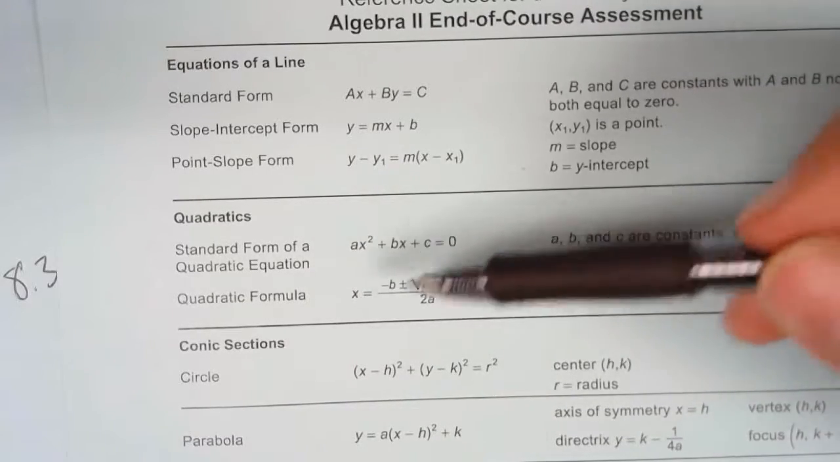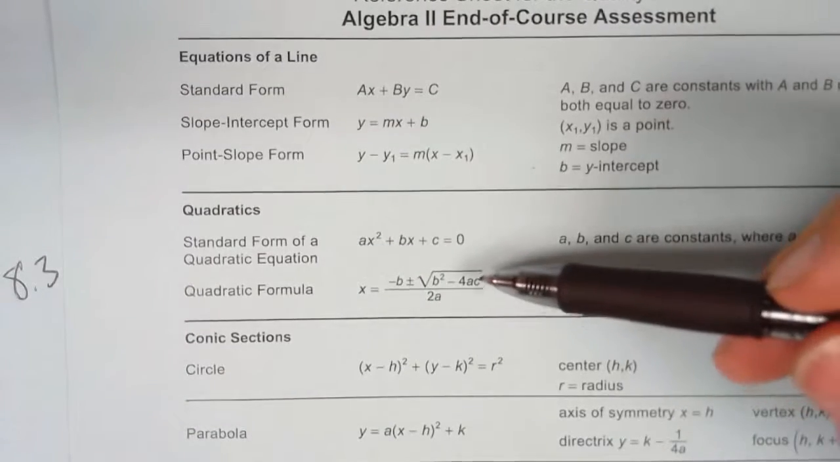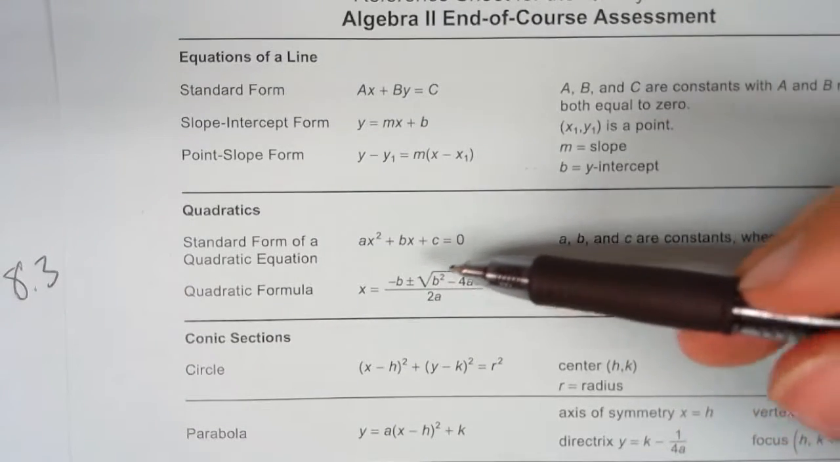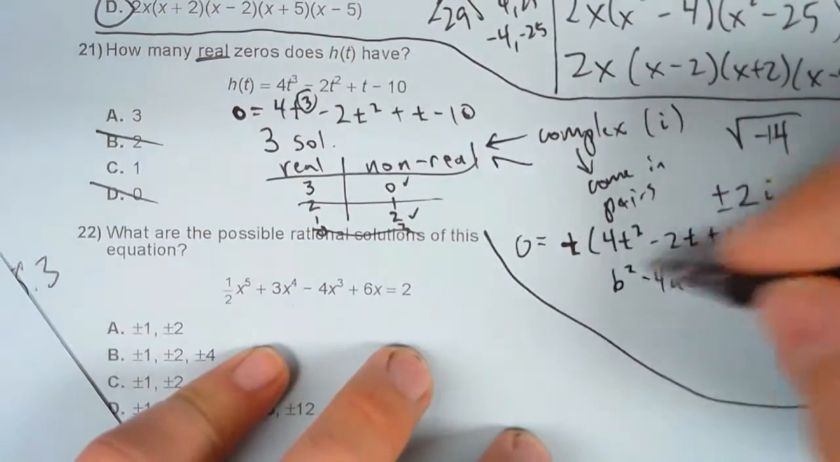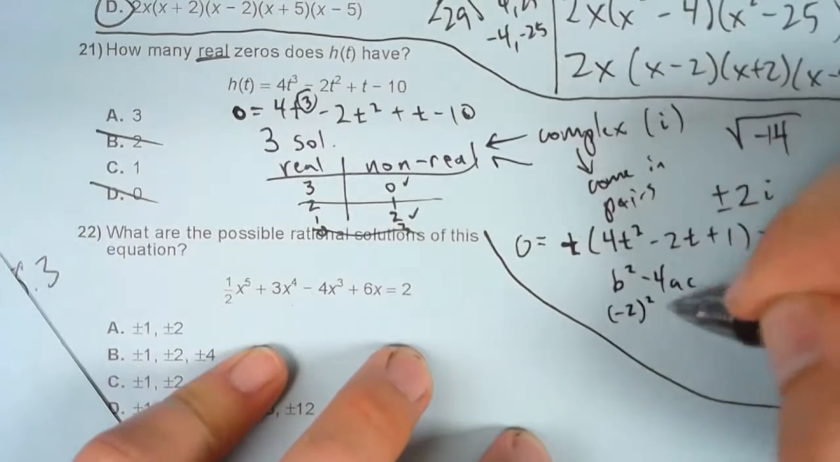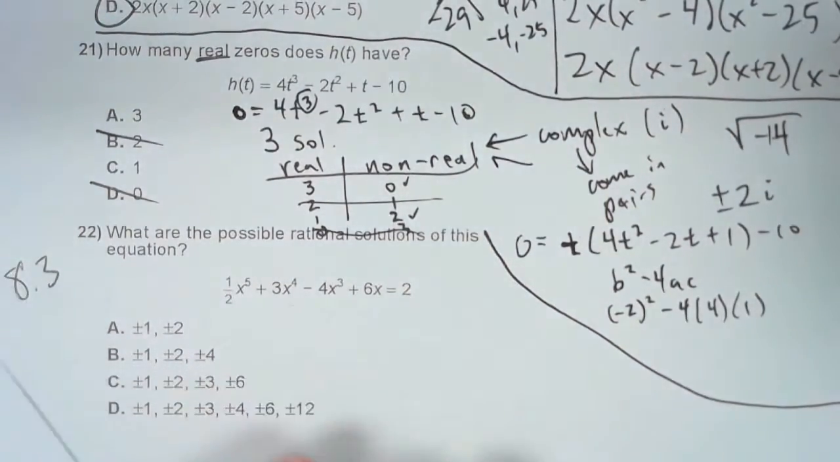What's going to tell us whether we have complex numbers or not, remember from Unit 4 again, is the stuff underneath the radical sign. So I'm just going to use just that. So b squared minus 4ac. So b squared is negative 2 squared, minus 4 times a times c.